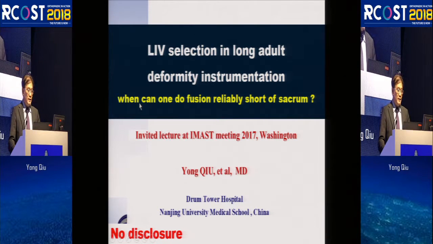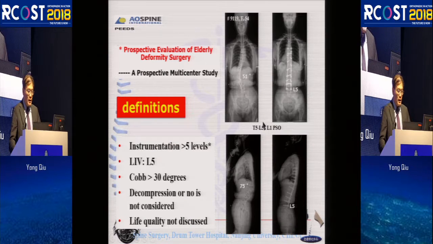My next presentation is on low instrumentation level selection in long instrumentation for adult spine deformity, quite often degenerative scoliosis. When can we do fusion reliably short of the sacrum? That means when can we stop the instrumentation at L5. This was an invited lecture at the IMS meeting last year in Washington. No disclosures.